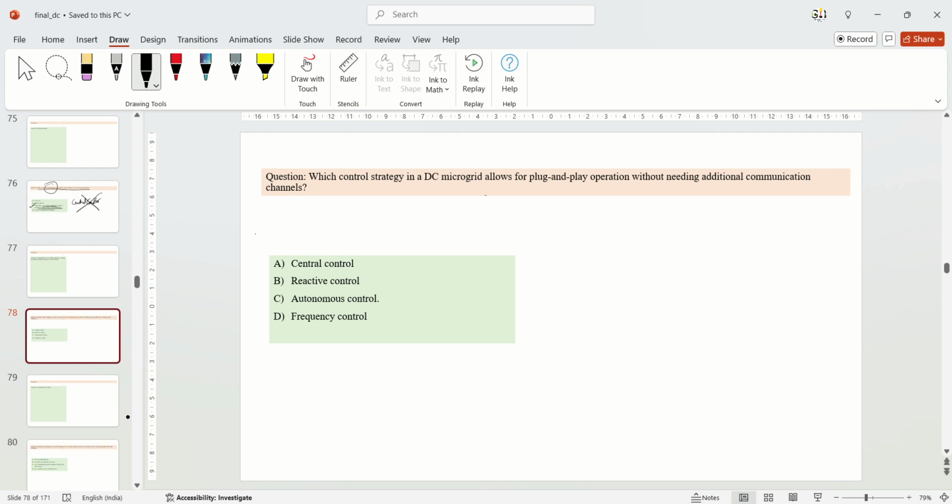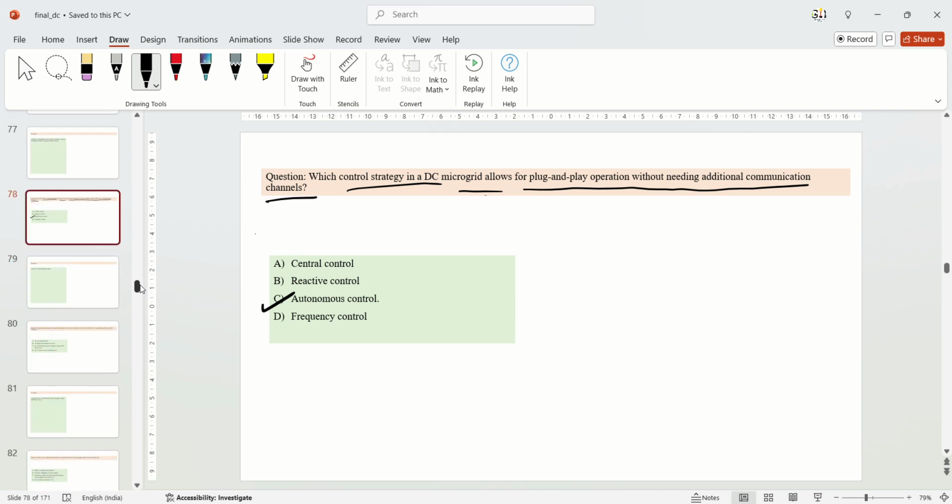This is one question related to which control strategy in a DC microgrid allows plug and play operation without needing an additional communication channel. That is the autonomous control. It automatically controls and detects the systems.